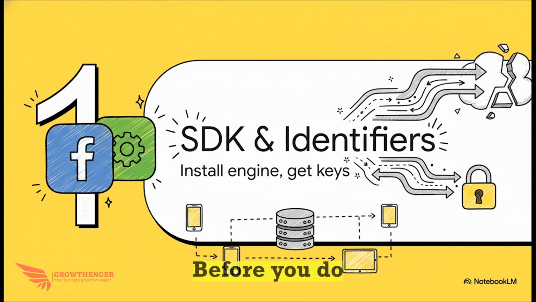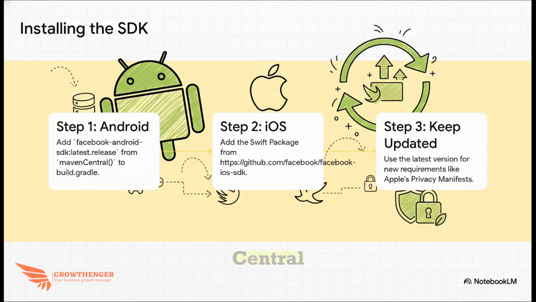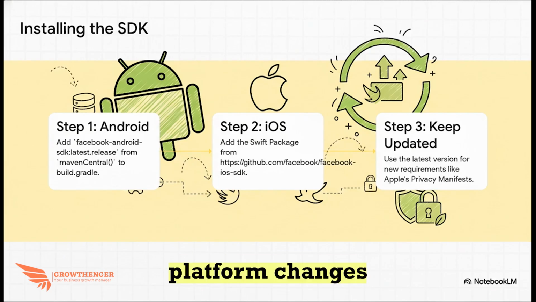Okay, first things first. Before you do anything else, the absolute non-negotiable foundation of your entire app ad strategy is getting the latest Meta SDK installed and configured the right way. Literally, everything else we're going to talk about builds on top of this one step. Now, on the technical side, your developers are just going to use standard tools like Maven Central for Android or the Swift Package Manager for iOS. But the key takeaway for everyone is to always use the latest version. And this isn't just about getting cool new features. It's actually crucial for staying compliant with huge platform changes, like Apple's new privacy manifest rules. Being even a little out of date can completely break your campaign.